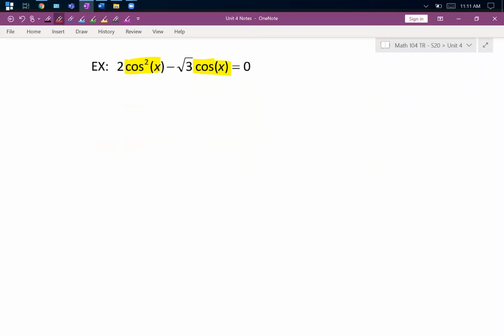Now, anytime we want to solve a quadratic equation, we set it equal to 0, and we're going to either factor it, or if it's not factorable, we can use completing the square, or the quadratic formula or square root property or something like that. If you're having trouble seeing the algebra through the trig, then let's just simplify it. This is 2c squared minus the square root of 3c equals 0.